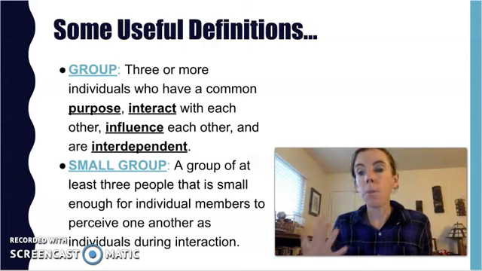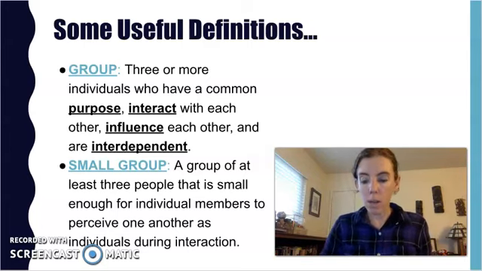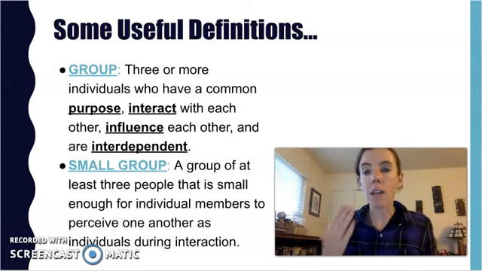Whereas 4 people working together, interacting on a team project, which is the purpose, who influence each other and share investment in the outcome, that is a group. They're interdependent. So it's got to have those things.